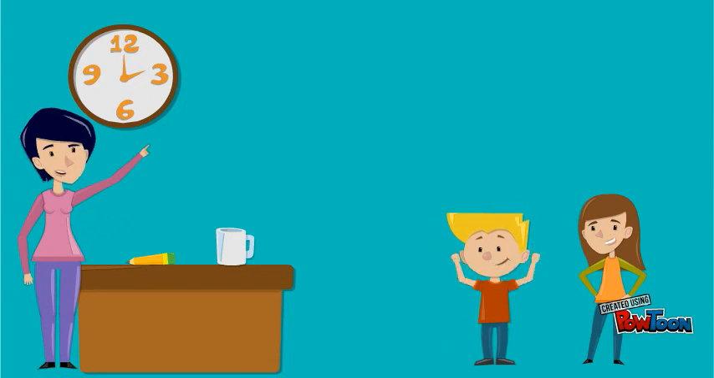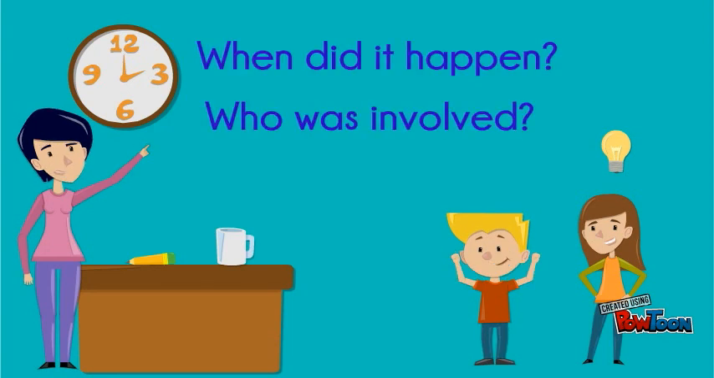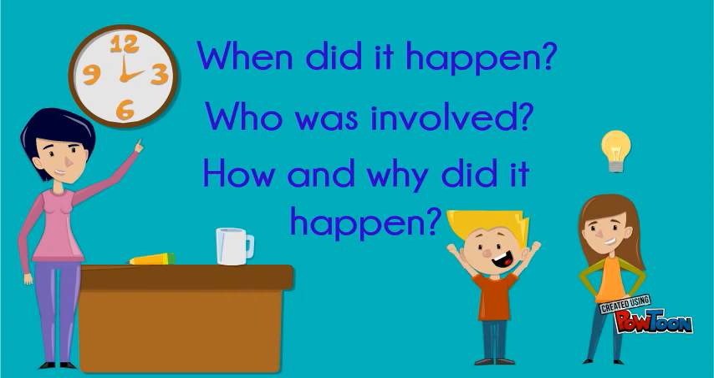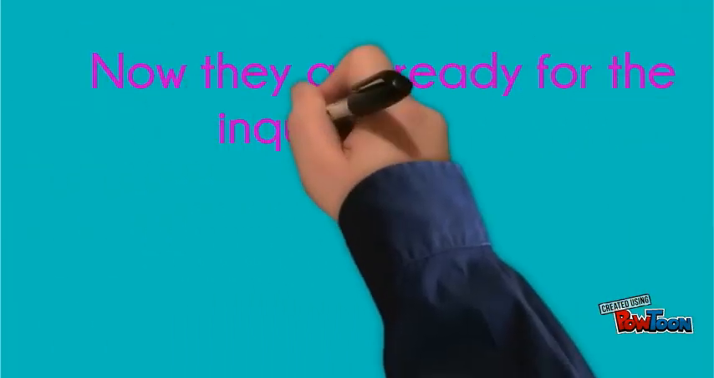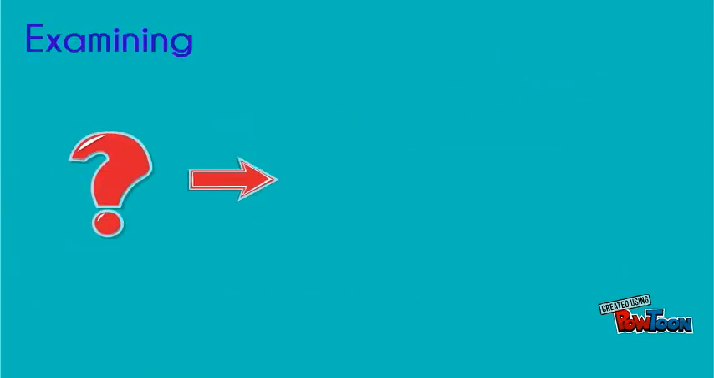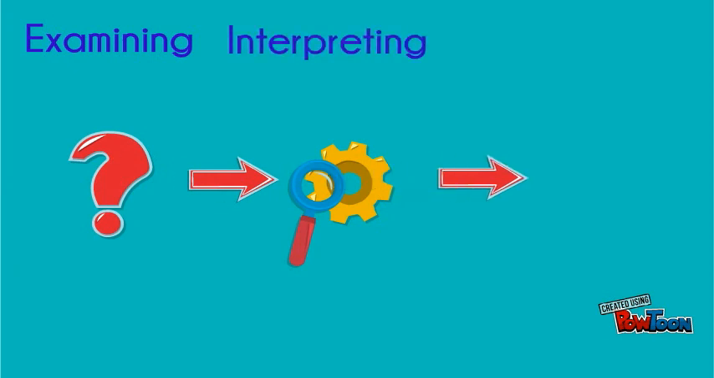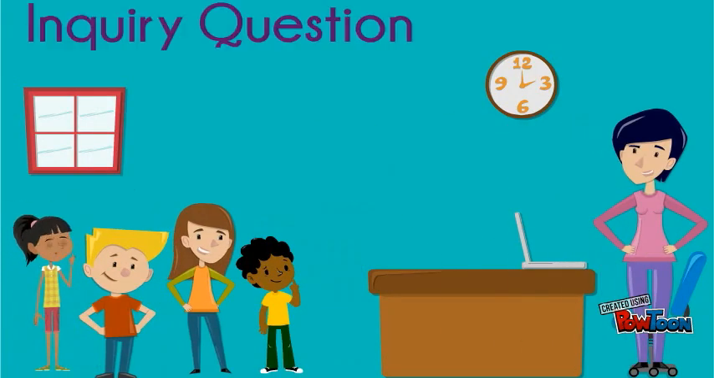This would be a good time to think like historians. Some other questions to ask are: when did it happen? Who was involved? How and why did it happen? This is an exciting journey. Our students have practiced some historical skills and now they are ready to use the inquiry process to look at sources and investigate playgrounds. Historical inquiry involves examining a variety of sources, interpreting findings, and using evidence to draw conclusions that address the question. First, you need an inquiry question.